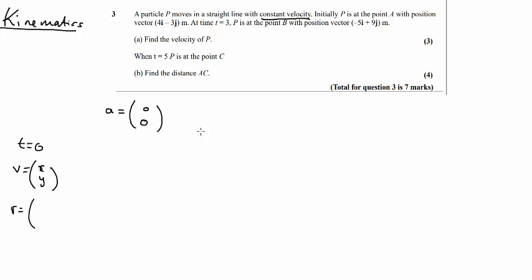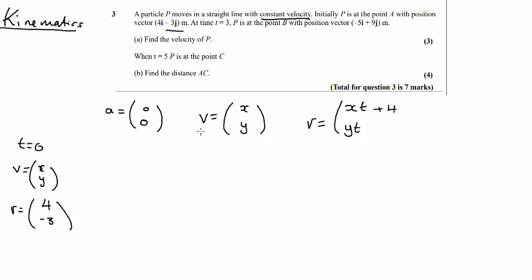Let's get R here as well. Initially, it's at the point with position 4, minus 3. There you go. Let's build my AVR. So that's going to be x and y. Can't do much with that. Here, that's going to be xt plus 4, yt minus 3. Okay, let's see what we know.